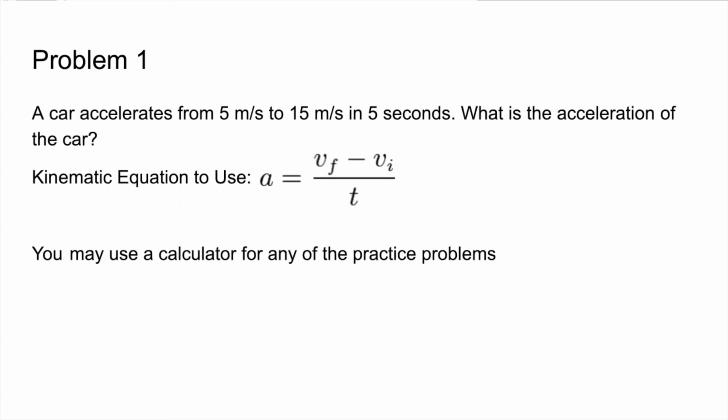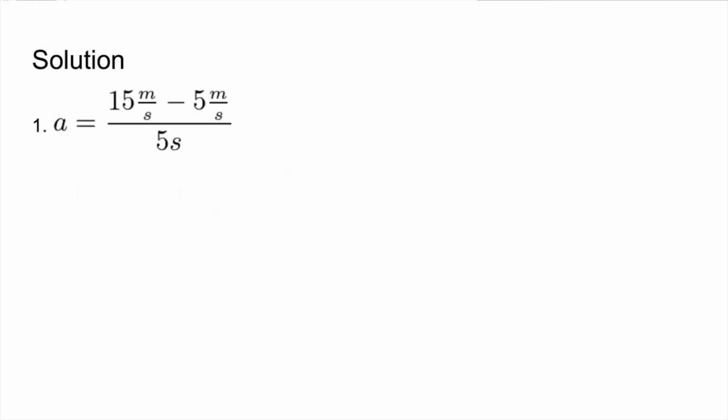So the first thing that you need to ask yourself when solving a problem is, what are you trying to solve for? And it's clear that you're trying to solve for the acceleration. So now we plug in all the values that we know. We know that Vf is 15, Vi is 5, and t is 5. So plugging those in, you're going to get that the acceleration is 2 meters per second squared.